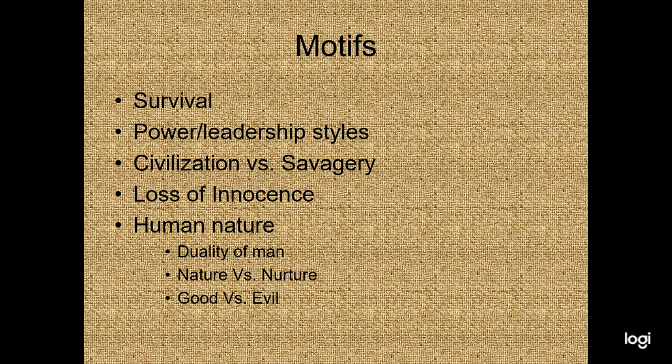Civilization versus savagery. Is it easier to just be animals, or should they continue to try to maintain a civilized manner? Loss of innocence. And then human nature. And underneath that, the duality of man. Every human has two sides. Nature versus nurture. How does our nature influence us versus how we are nurtured, or our environment, and good versus evil.